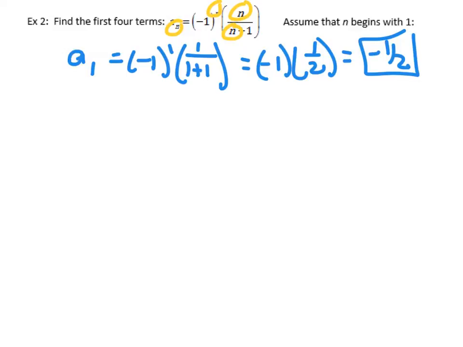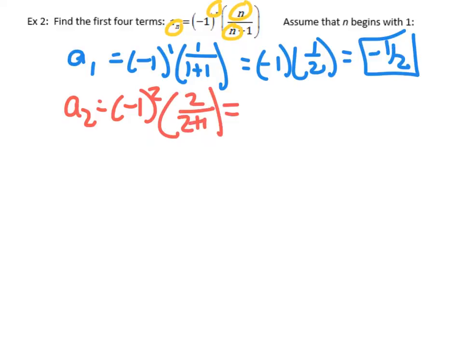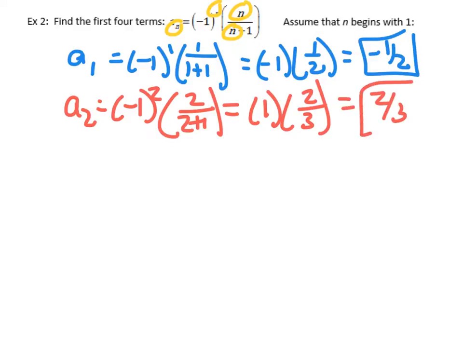So then if I do the next one, a sub 2, do a negative 1 squared. So any place again that I'm putting an n, the n for the exponent, the n here and the n here, anywhere there's an n, I'm going to put in 2. 2 over 2 plus 1. And after a while, you'll figure out what the pattern is. Negative 1 squared is going to give you a positive 1, times 2/3. Gives me 2/3. That's my next term.